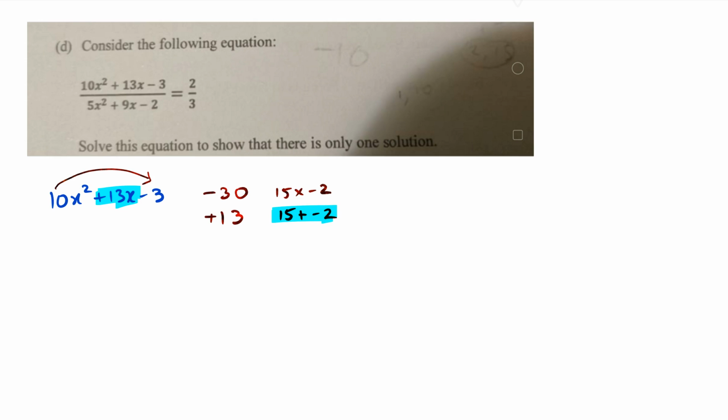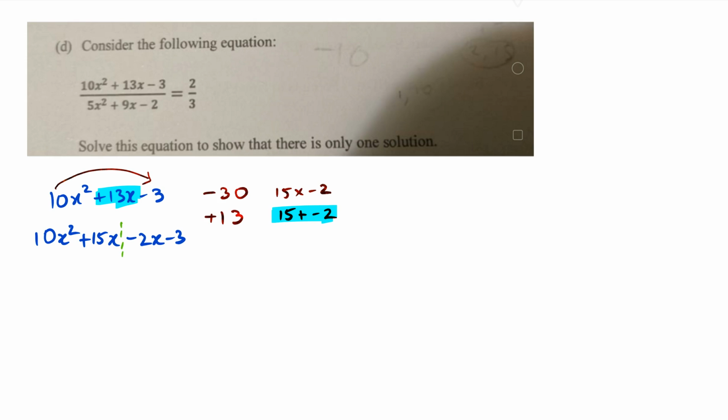The first method is by factorizing the numerator and the denominator. So we've got 10x squared plus 13x minus 3. I want to factorize it and put it into two brackets. So I'm looking for two numbers that multiply to minus 30 and add up to positive 13. My two numbers are 15 and negative 2. So I split that 13x as 15x and negative 2x, and I get 10x squared plus 15x minus 2x minus 3.